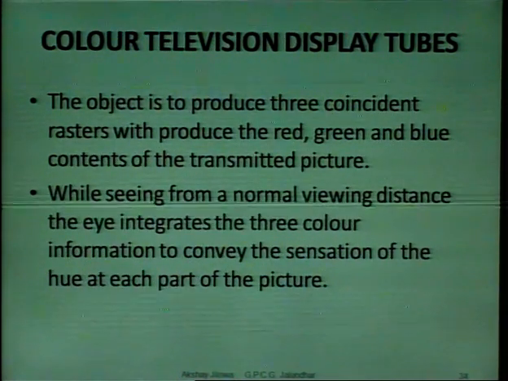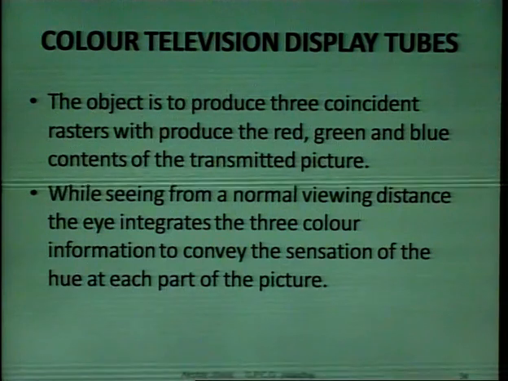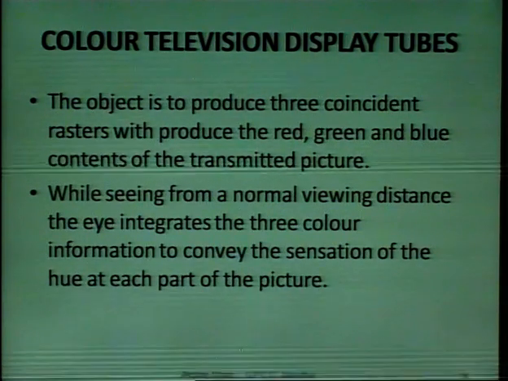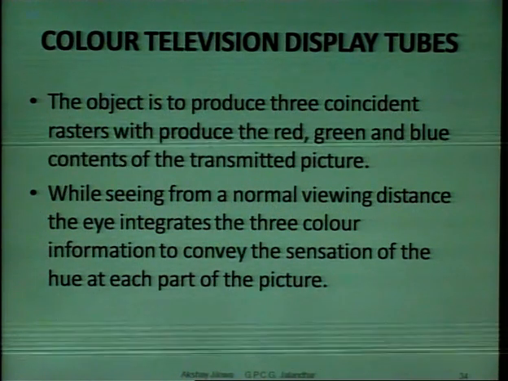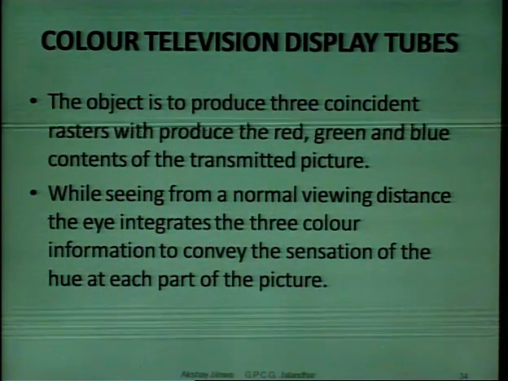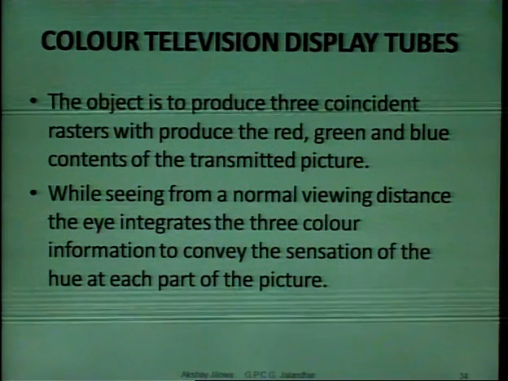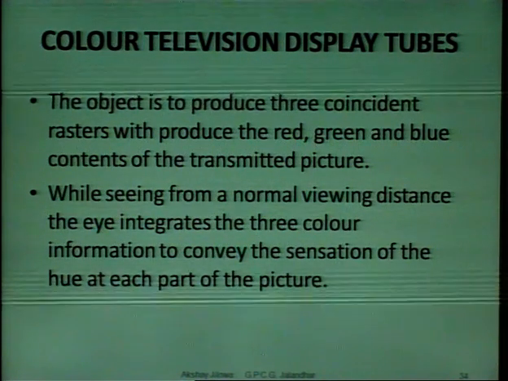The object is to produce 3 coincident rasters which produce the red, green and blue contents of the transmitted picture. While seen from normal viewing distance, the eye integrates the 3 color information to convey the sensation of a hue at each part of the picture.